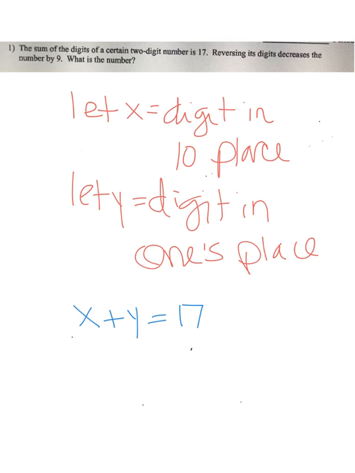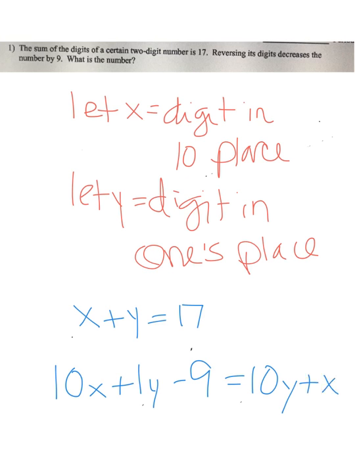Then it says reversing the digits decreases the number by 9. So 10x plus y minus 9 equals reversing the digits, 10y plus x. Because whatever x is, it's in the tens place, so there are 10 of them, right? So if x is 5, times 10, it's 50. Okay, so that's how you're going to set up number 1.